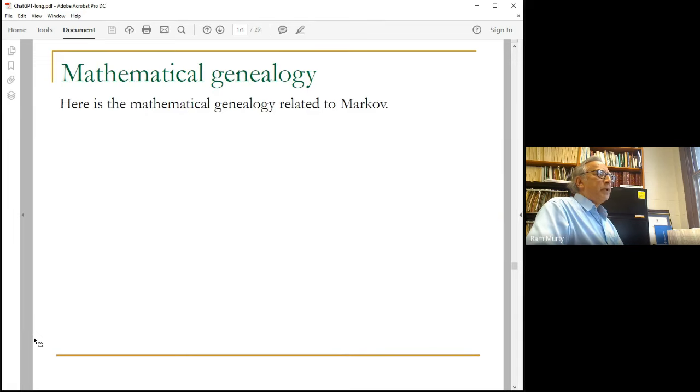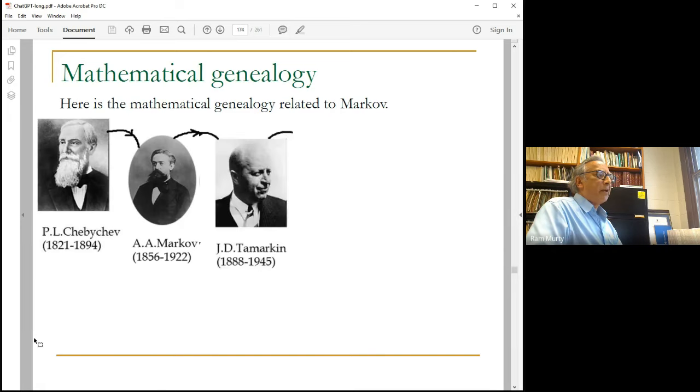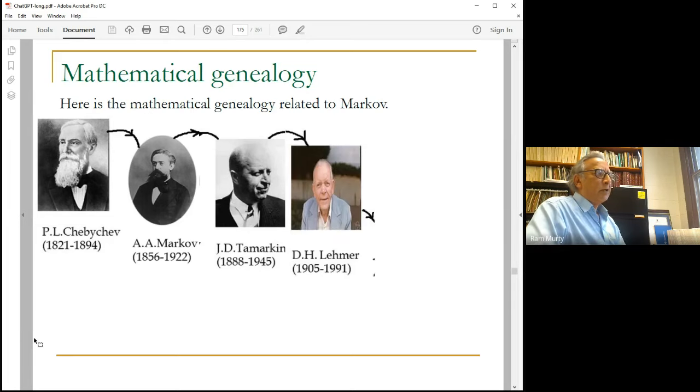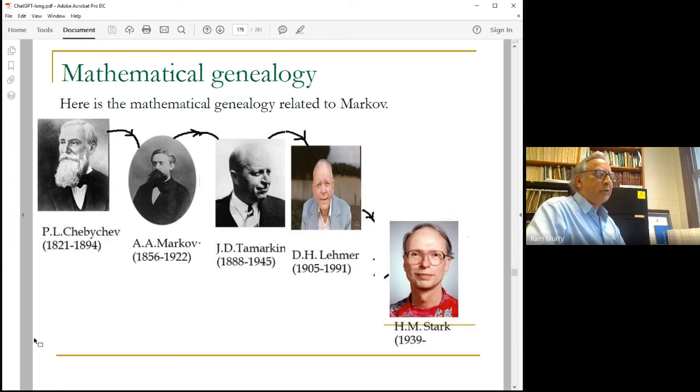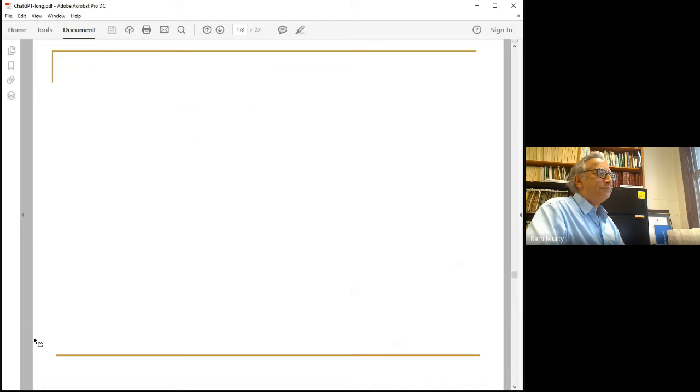So just to give you a slight tidbit, the genealogy of Markov. Markov's advisor was Chebyshev, and Markov supervised Tamarkin. Tamarkin supervised D.H. Lehmer, D.H. Lehmer supervised Harold Stark, and Harold Stark supervised me. So there is a kind of connection. This is a Markovian graph giving the genealogy, connecting me to Markov.